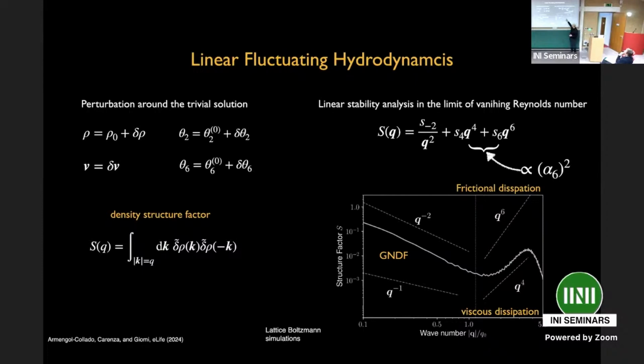What you see here are the dashed lines, which are the branches predicted with the linear stability analysis, while the continuous line is a direct numerical integration of the total set of equations, so not the linearized one. And they match, at least phenomenologically, pretty good.